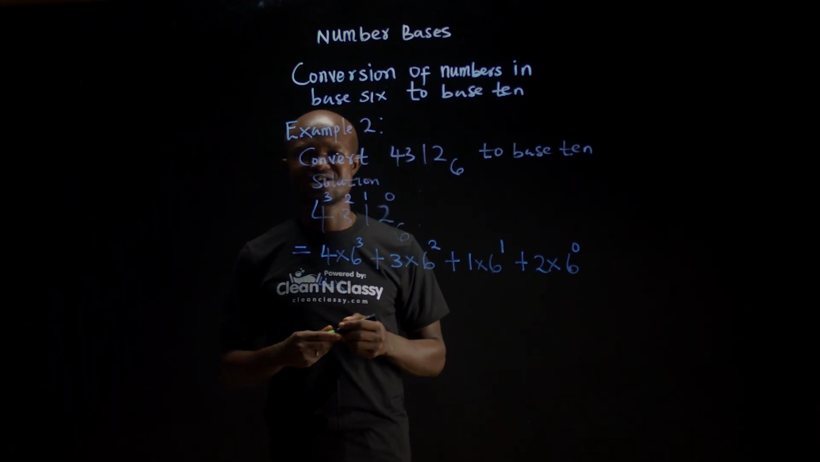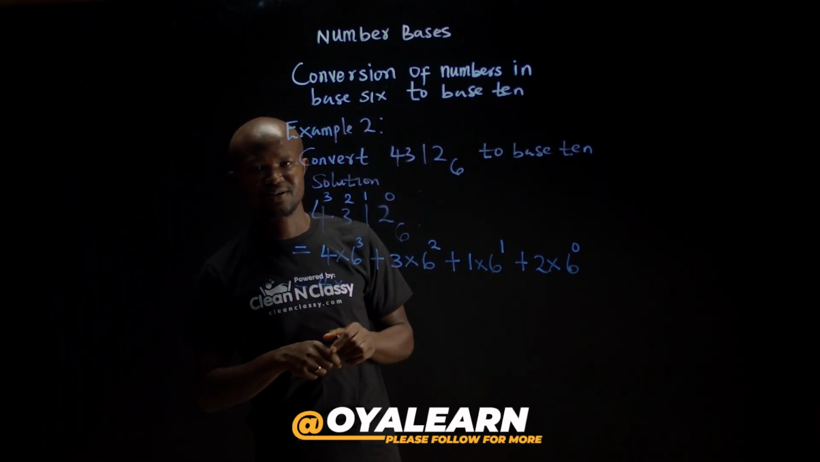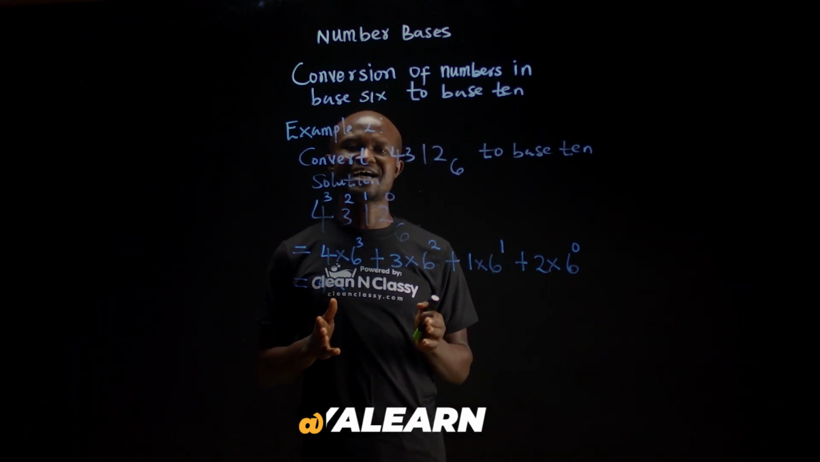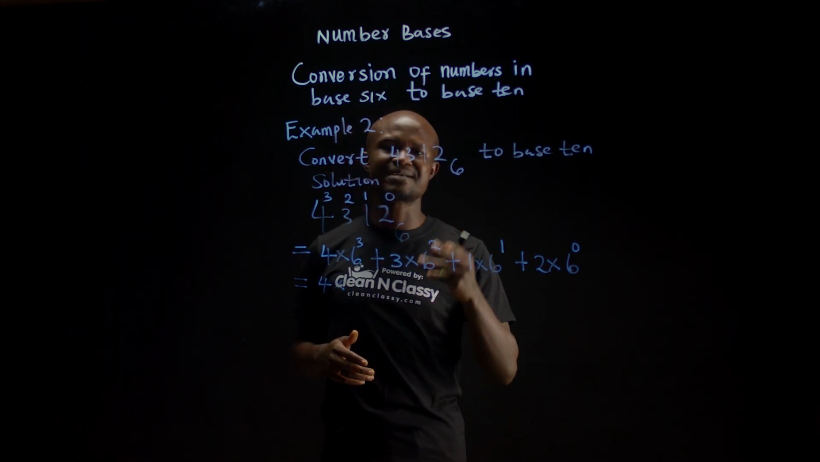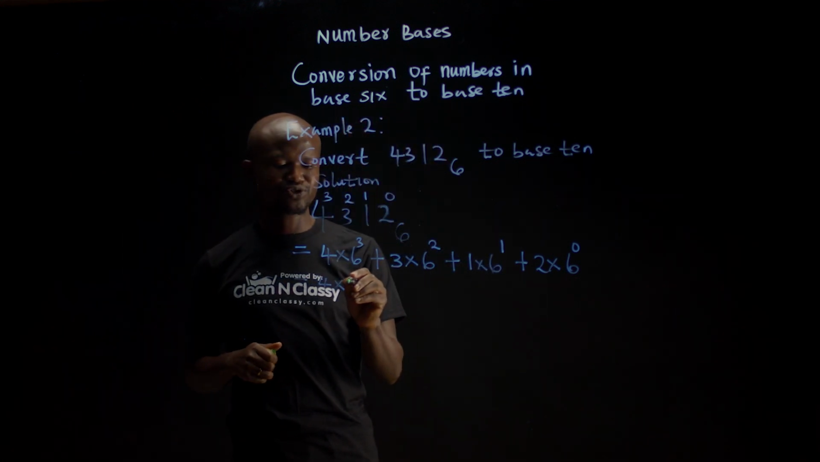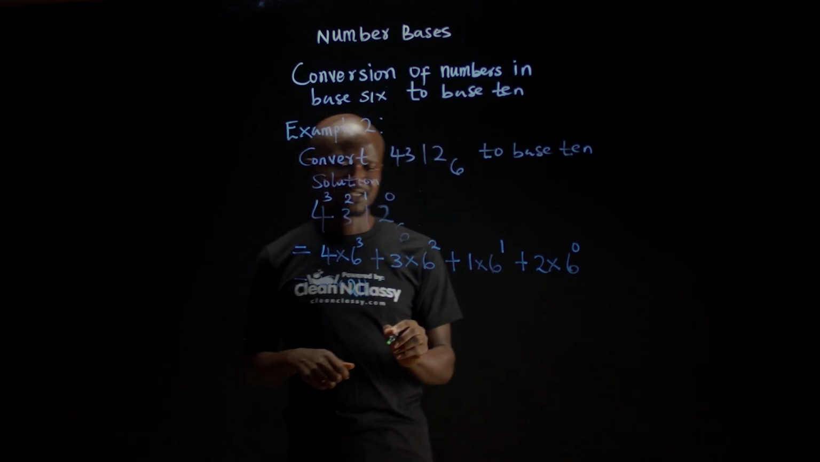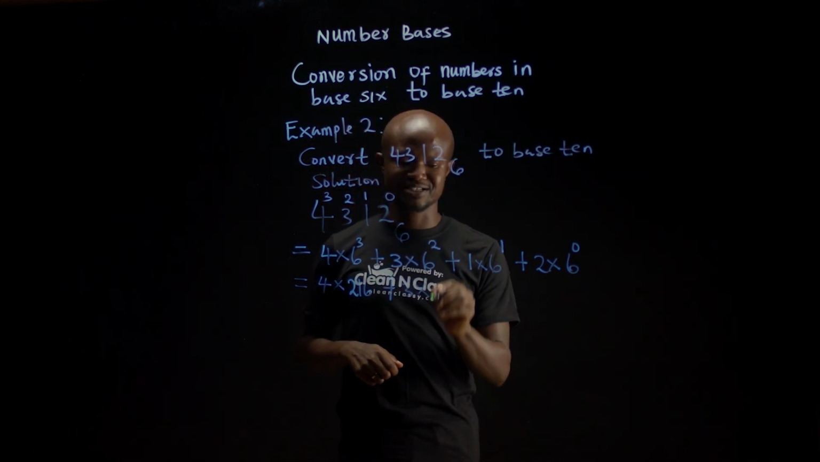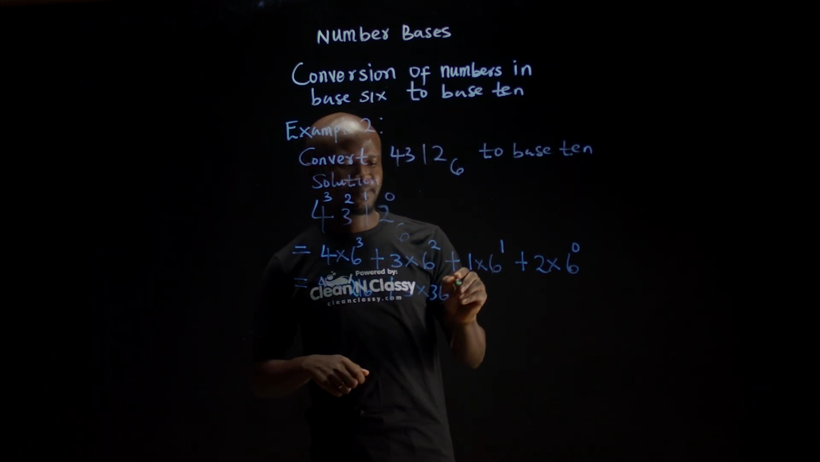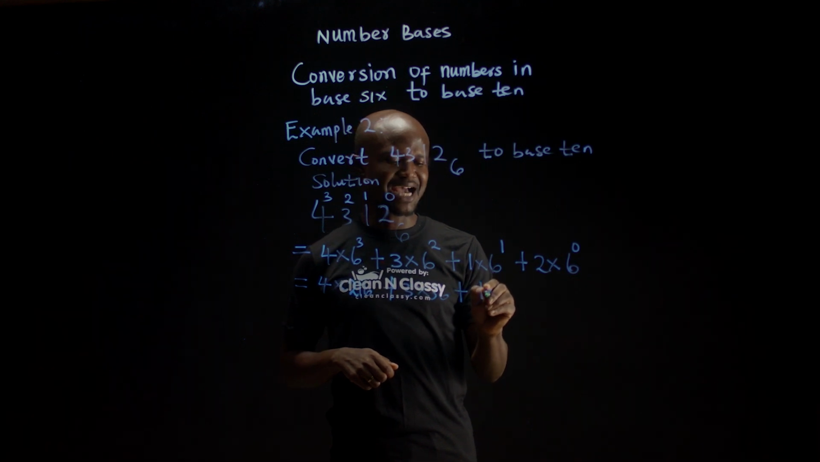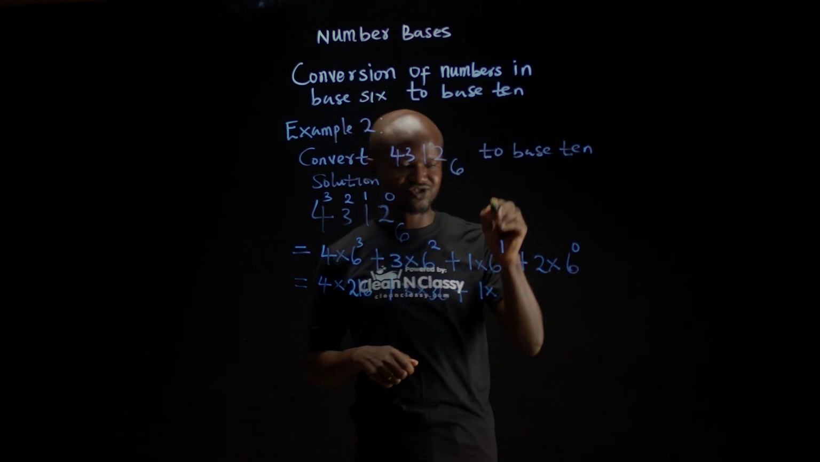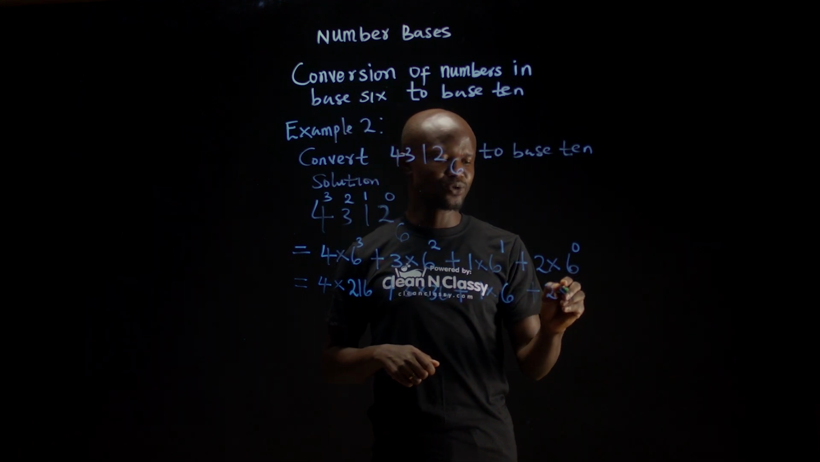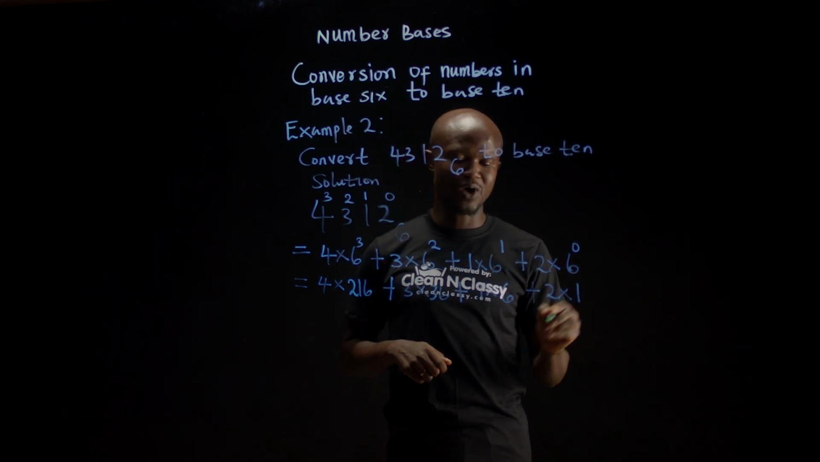Now, how do you get 6 raised to the power of 3? 6 times 6, 6 squared, that's 36. 36 times 6 again, what do you have? 216. Then plus 3 times what? 36. Plus 1 times 6, because 6 raised to power 1 is 6. Plus 2 times what? 6 raised to power 0, 1.